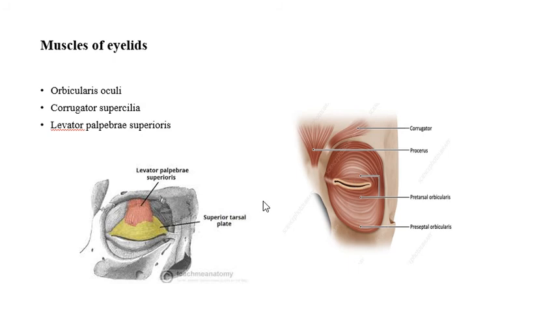Now, muscles of the eyelid. Orbicularis oculi muscle. This is the orbicularis oculi muscle. This is corrugator supercilii. And this is levator palpebrae superioris muscle.